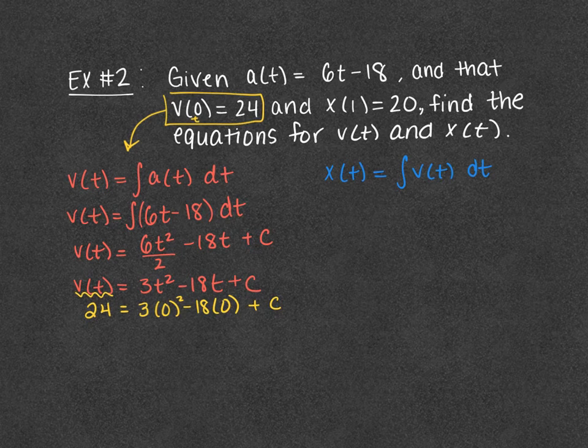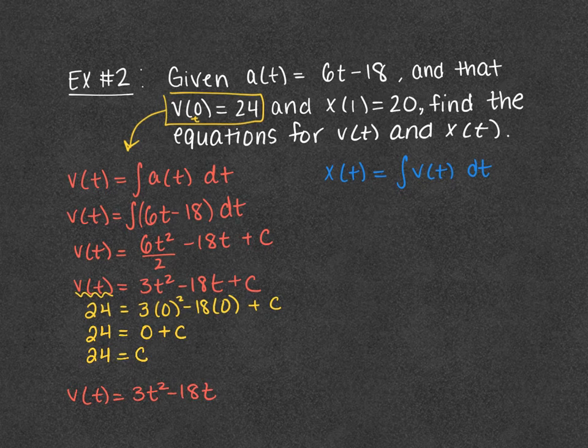So go ahead, type all of this into the calculator just the way you see it, and give me a number. I believe you get 0, so it's just 24 equals 0 plus c. So 24 is just c. If we put it all together, my v of t is 3t squared minus 18t plus 24. This is my v of t function.